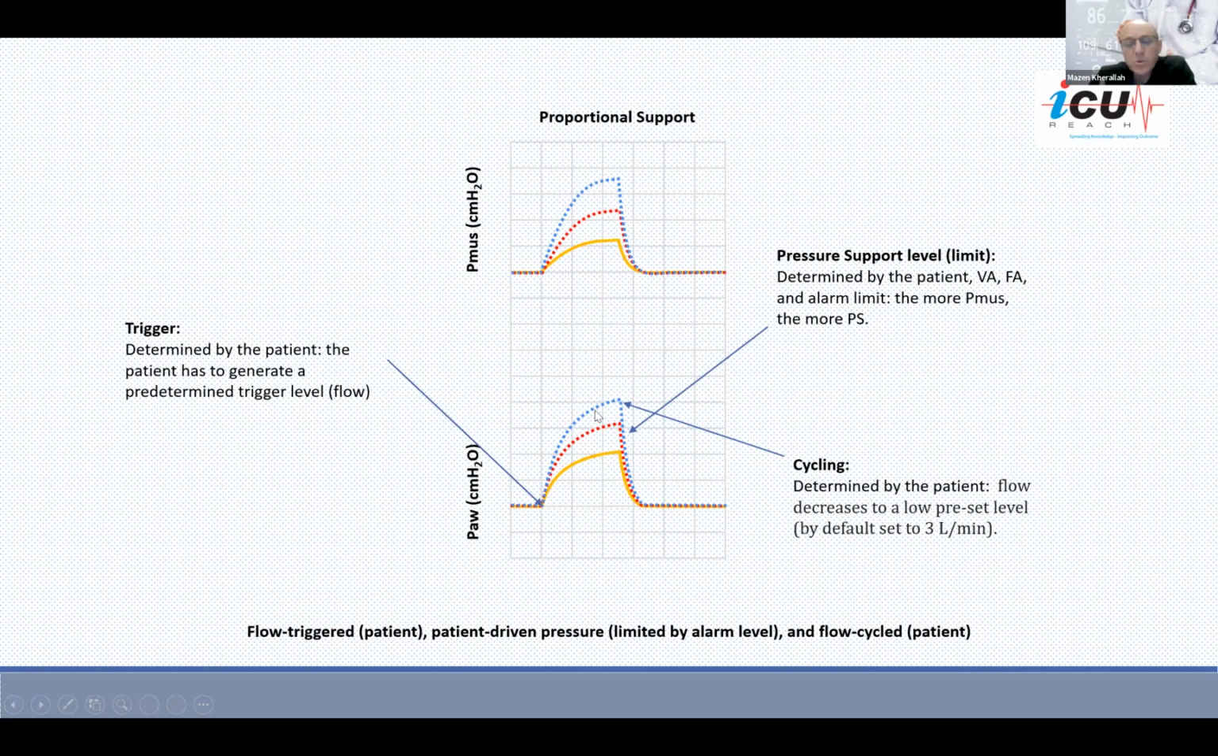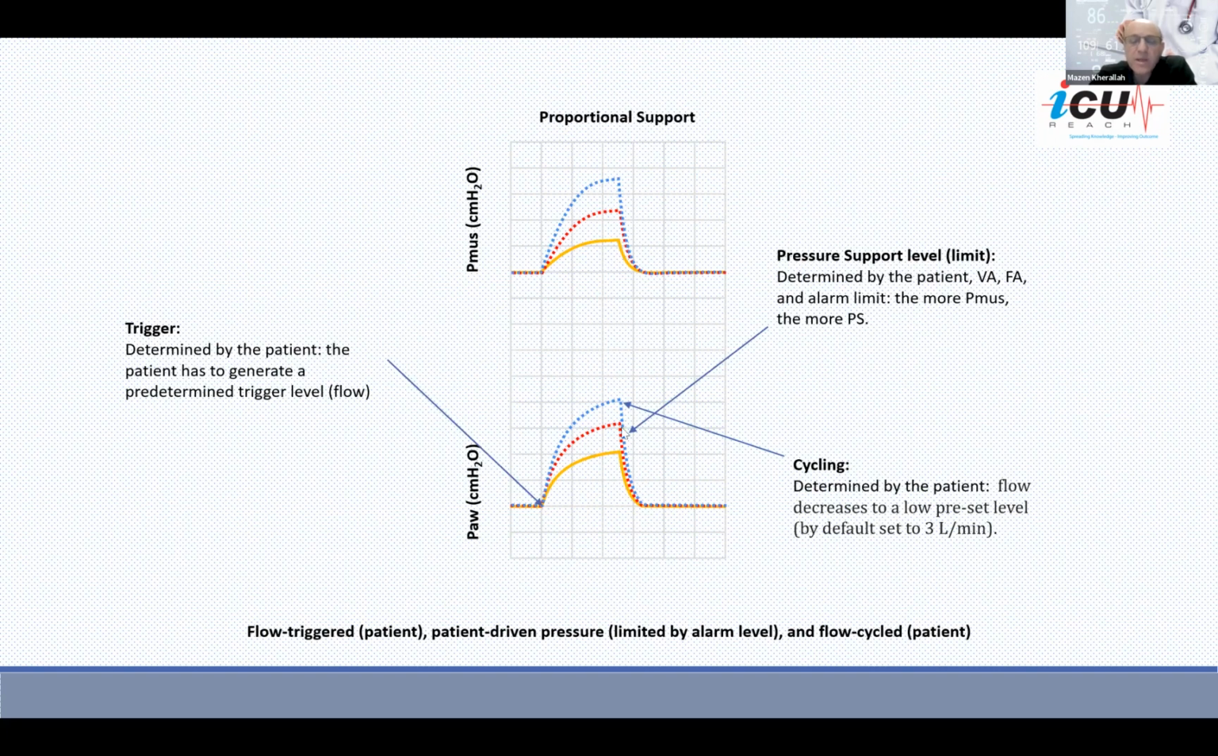So what does the machine do? It will give pressure support. It will give a pressure. What's the level of that pressure? You don't determine that pressure. The machine determines that pressure. How does the machine determine that pressure? Based on how much the patient needed. If the patient generated higher flow, higher volume, the machine will give higher pressure support for the next breath. So you will see the pressure support is variable from breath to breath based on what the patient does.